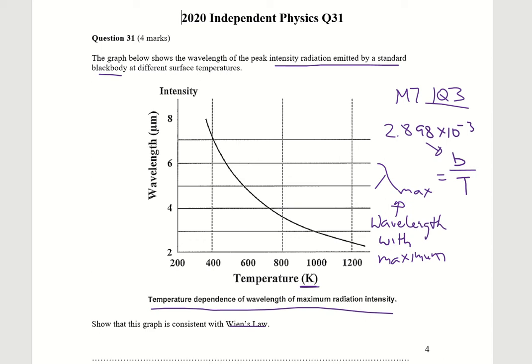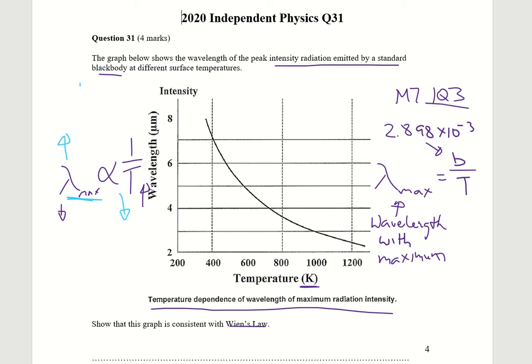Assuming that b is a constant, so the value doesn't change, what we can see is the maximum intensity wavelength will be inversely proportional to the temperature. So as temperature increases, the wavelength of maximum intensity will be smaller. If the temperature was to go down, then the maximum intensity wavelength that we see on a black body will be higher.